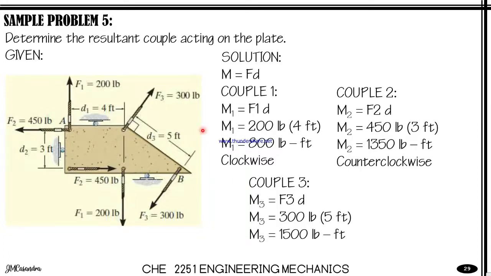And if we're going to look at the diagram, F3 will produce a clockwise rotation. And to solve for the resultant of the couple, we simply add the computed individual moments. Thus, MR is equivalent to 950 pound-feet and its direction is clockwise.